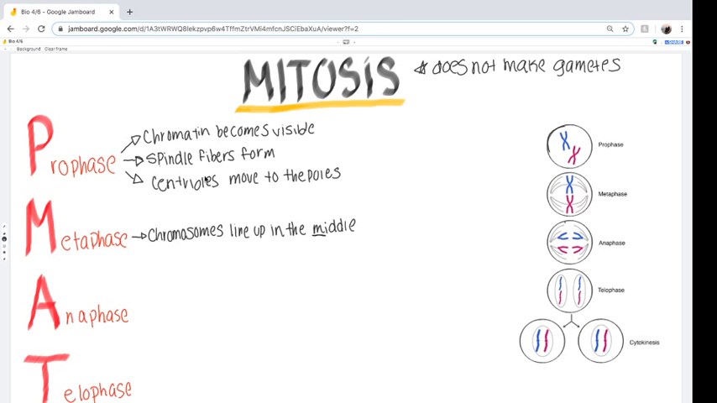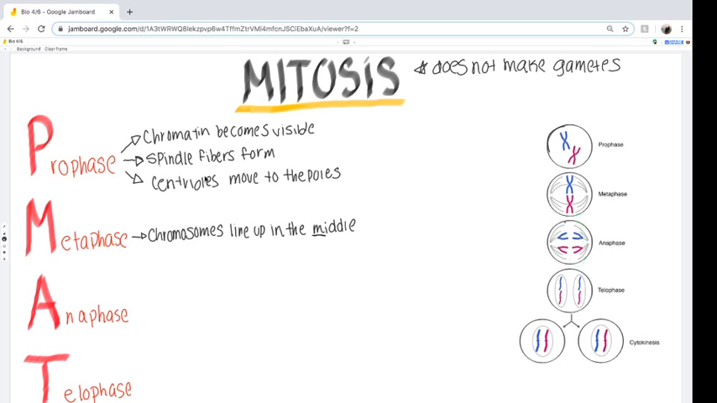Okay, next, the cell goes through anaphase. A for apart, because in this phase, the centromeres of each chromosome separate, and the spindle fibers pull the sister chromatids apart from each other, and this will result in a single chromatid. And looking at the diagram on the right again, you can see that the chromosomes are separated from each other, leaving a single chromatid.